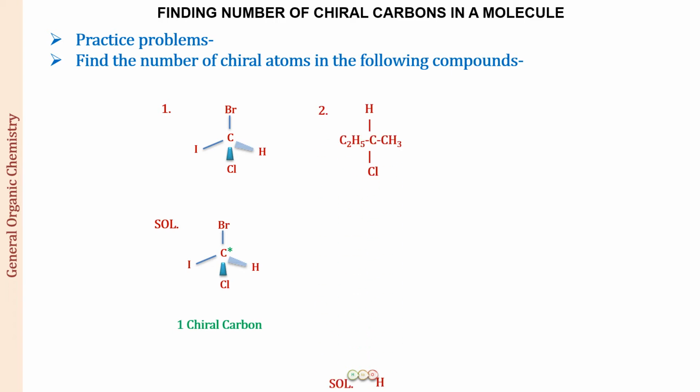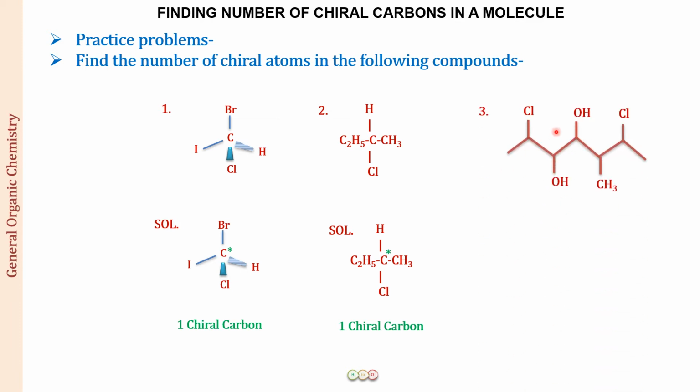The next one, again, you can see that this carbon is attached to 4 different groups. So this is going to be one chiral carbon in the molecule. The other carbons are going to be attached to similar groups, the hydrogens. Therefore, they cannot be chiral.